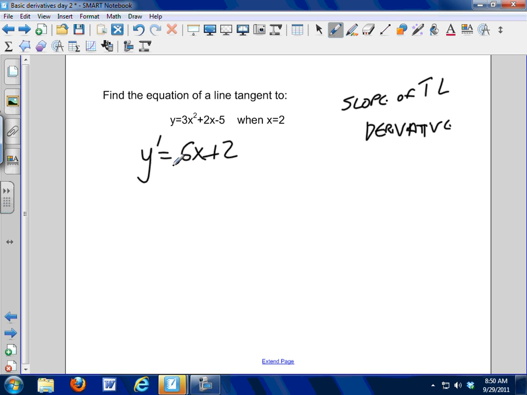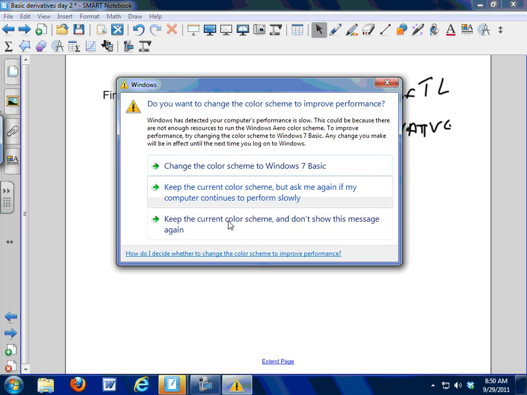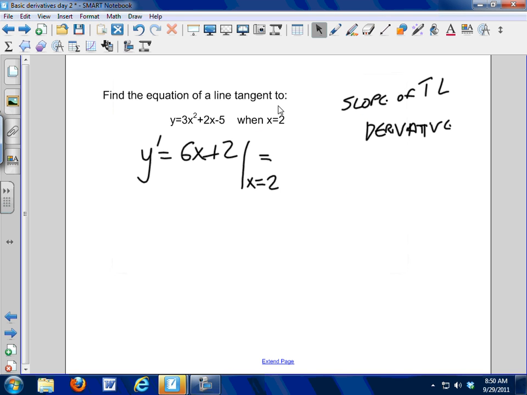That's going to be the piece. We're going to need to know the actual number, so we're going to evaluate that when x equals 2. When I write a line like that, that means evaluate when. And so we evaluate when x equals 2. 6 times 2 is 12, plus 2 is 14. 12 plus 2 is 14. So that's the slope of the tangent line, right there.